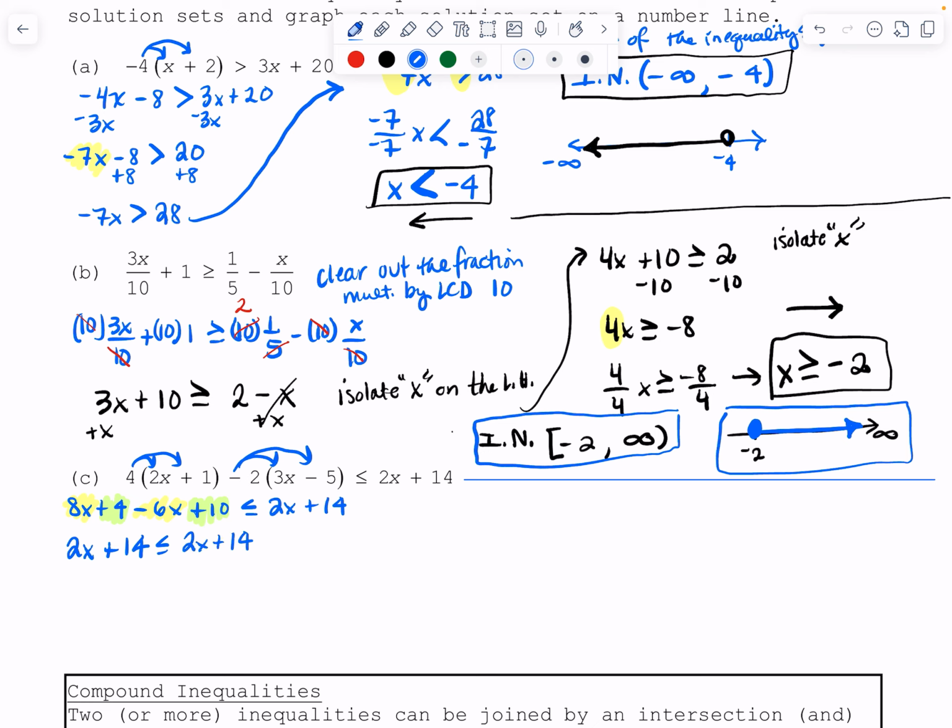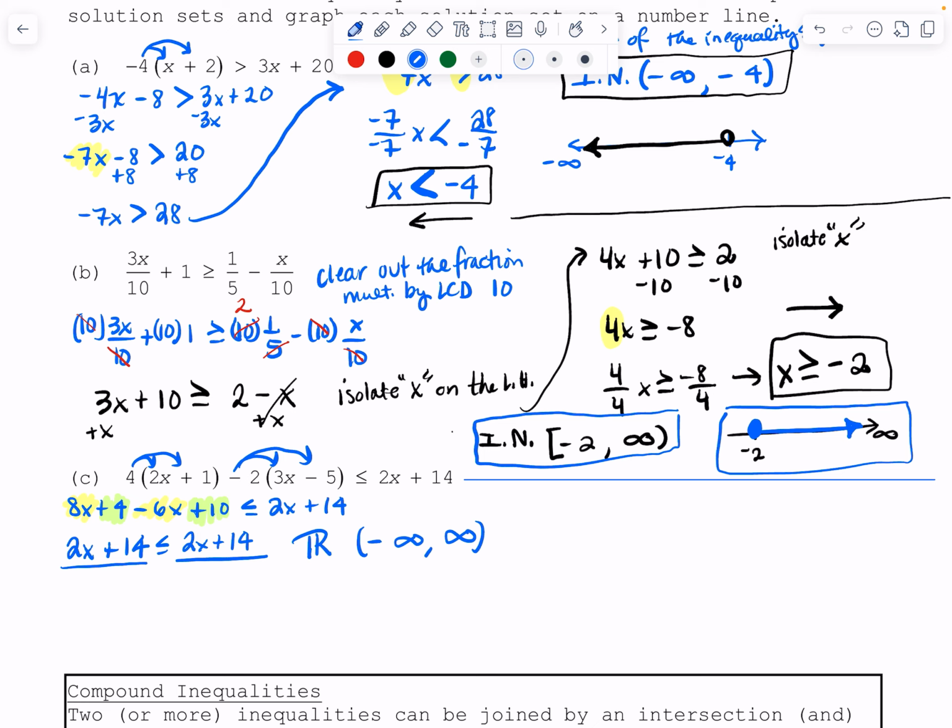Now I'm going to get my x's on the left-hand side and everything else on the right. But if I stop for one moment, I'm going to see that the left-hand side and the right-hand side are exactly equal to each other. When that happens, the answer is all real numbers, or in interval notation, negative infinity to positive infinity, because every single value will work when I plug this in.